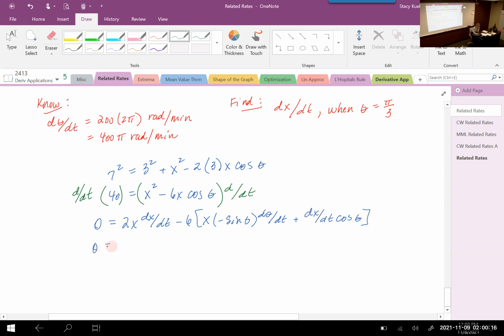So I have 0 is equal to 2x times dx/dt plus 6x sine theta d theta/dt minus 6 cosine theta dx/dt, because I just distribute my -6 into there.